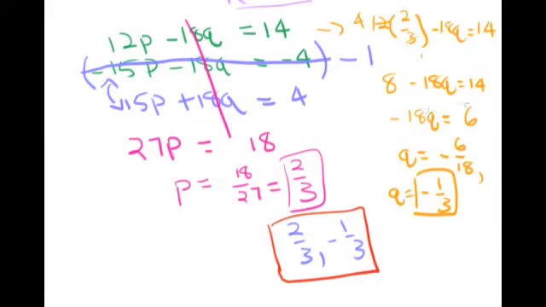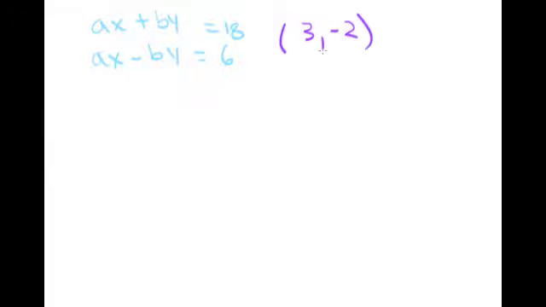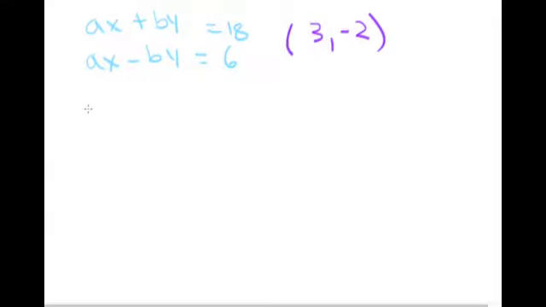Now let's try another one, our final one. ax plus by equals 18, and ax minus by is equal to 6. So we have these two equations, and they both intersect at 3, negative 2. And we have to find a and b. So how do we do this?